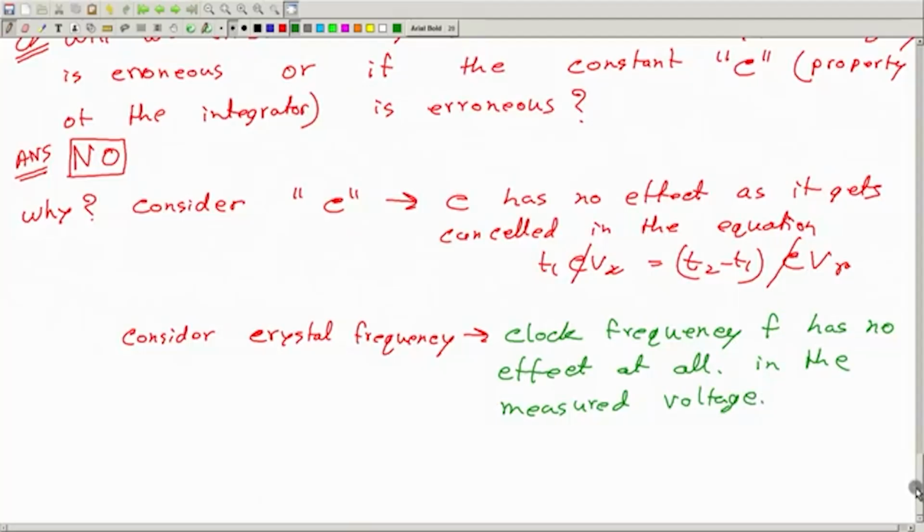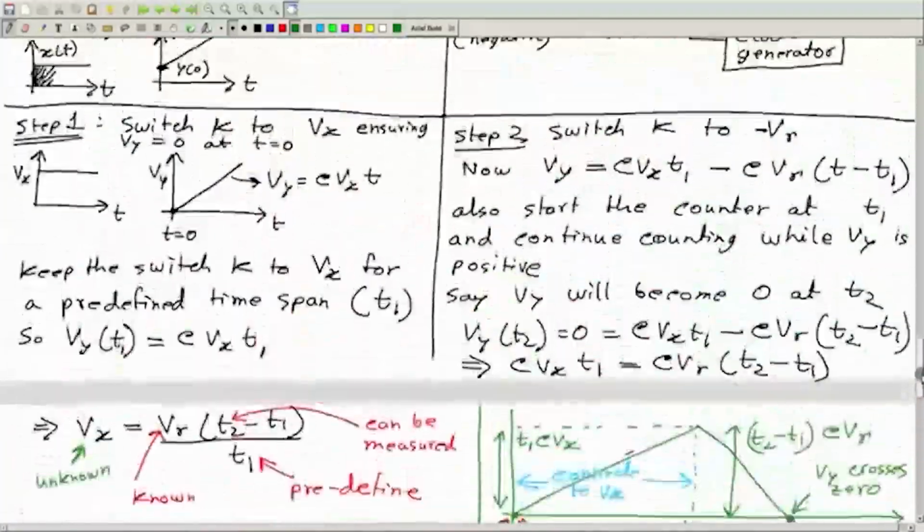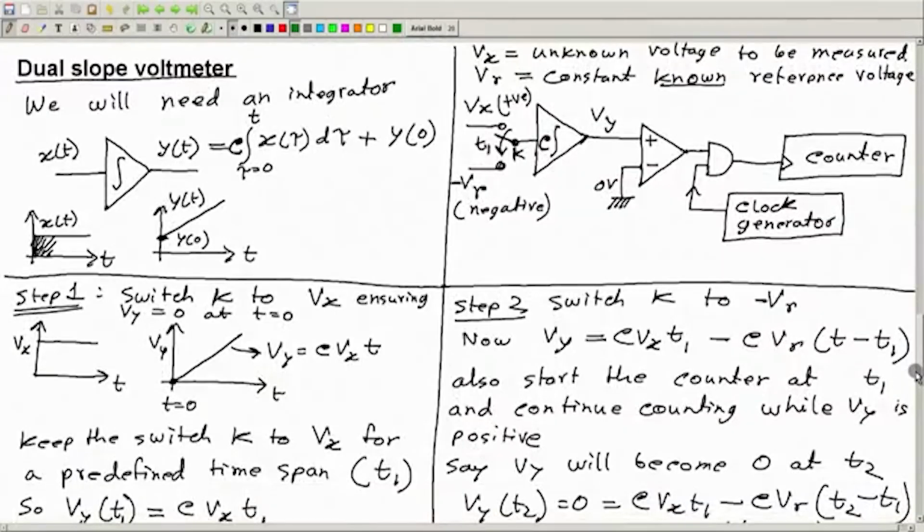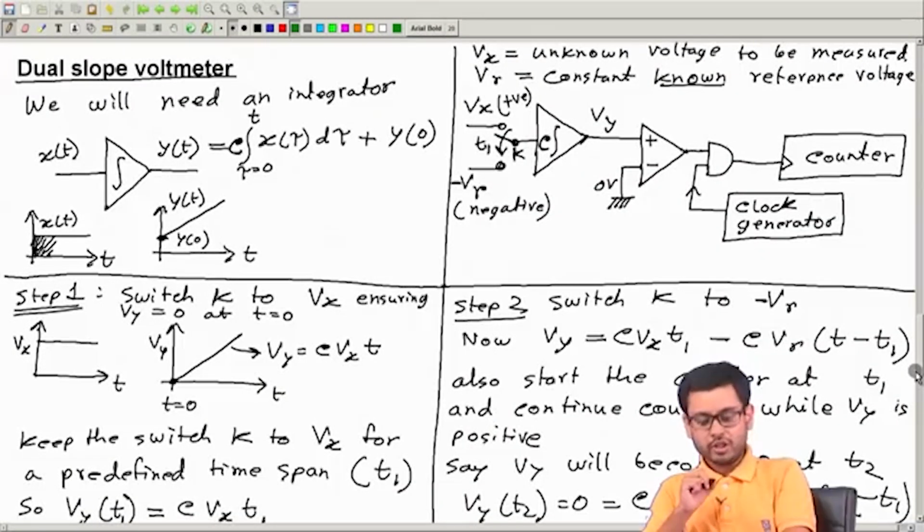I request that you just think about this schema a bit. We will come back and talk about it more. We will take numerical examples so that the idea becomes more and more clear. Thank you.